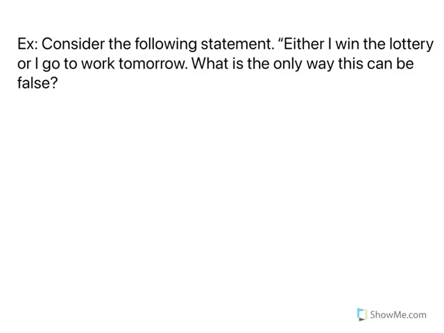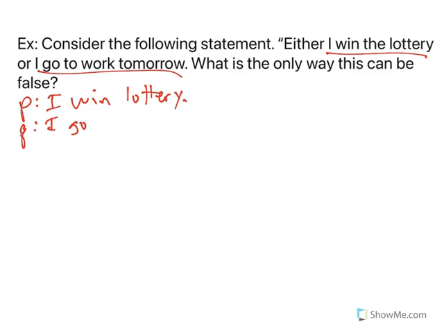Let's look at some words. Consider the following statement. Either I win the lottery or I go to work tomorrow. What is the only way this can be false? Now, first, let's do statements. So, I win the lottery could be our first statement, right? The second statement would be, I go to work tomorrow.